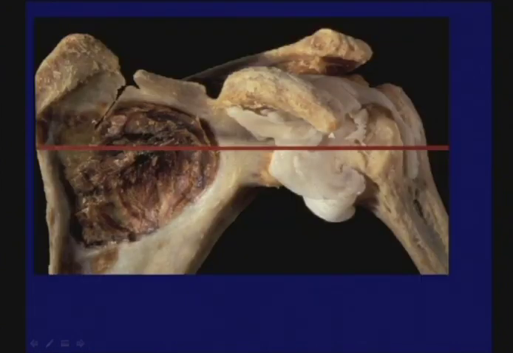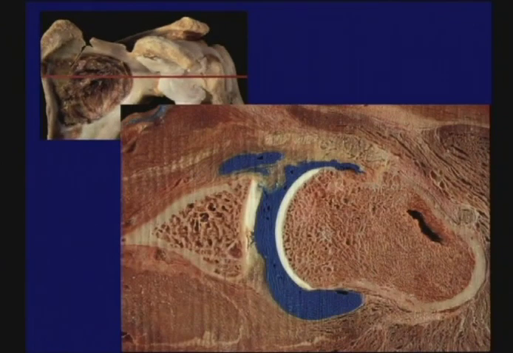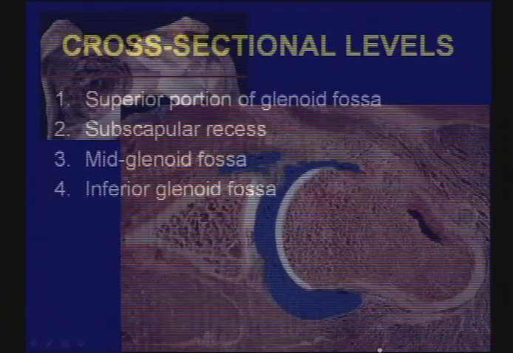The third level is just below the subscapular recess. This is what it would look like. It's the level where the capsule attaches to the scapula. If you judge capsular attachments anteriorly, this would be a level that you might want to look at. I'll talk more about that. Again, a lot of degenerative labrum and ligaments in this particular case.